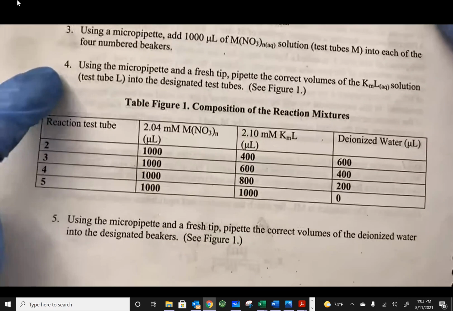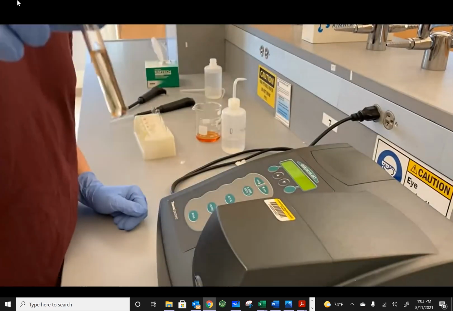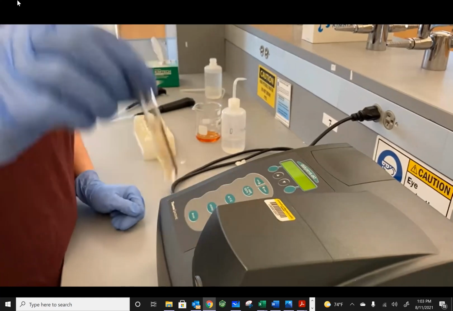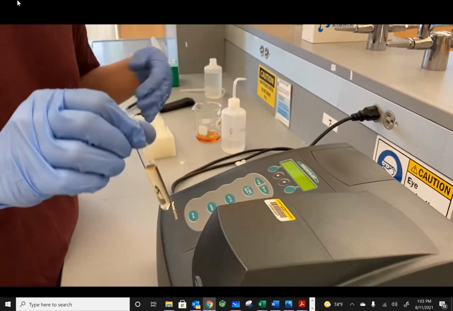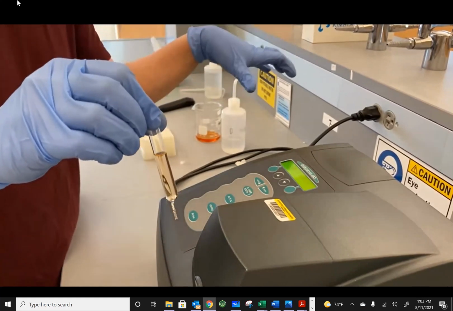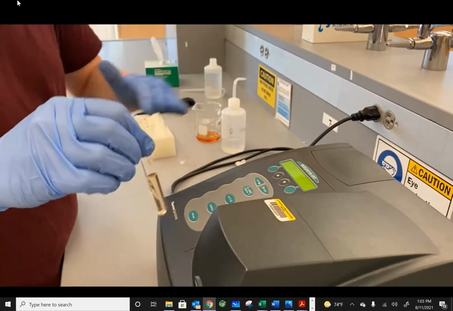Should be right in front of the camera now. For this particular test tube, this is going to be test tube number 2. This is 1,000 microliters of metal, 400 microliters of ligand, and 600 microliters of water. Again, that 600 microliters of water and the 400 microliters of ligand will change. As long as they come out to 1,000 microliters, we're okay.